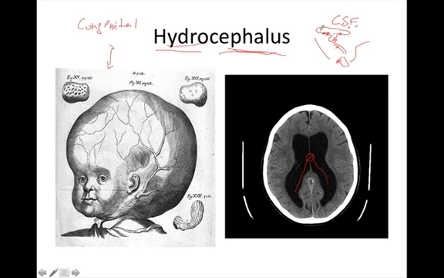So we constantly pump out just a little bit of CSF, and it circulates in a very systematic fashion from the lateral ventricles, to the third ventricle, the aqueduct of Sylvius, the fourth ventricle, and then around the brain. Then that CSF gets reabsorbed into the arachnoid villi in the subarachnoid space, and then eventually back into the bloodstream.